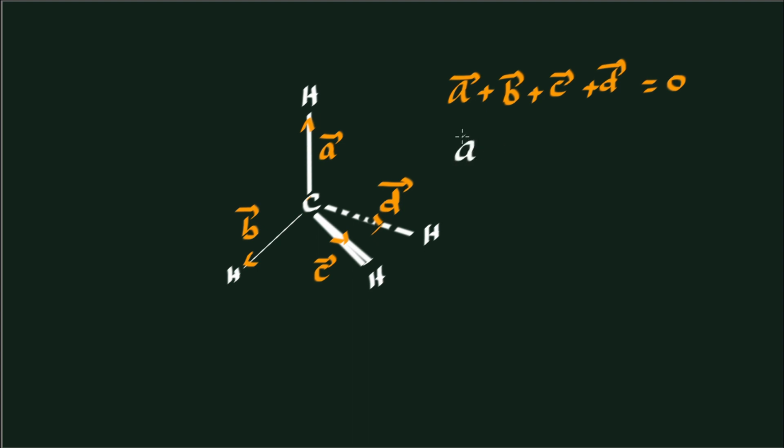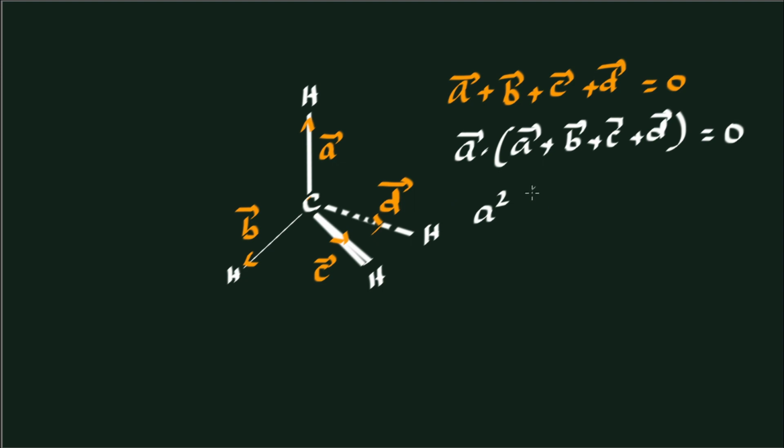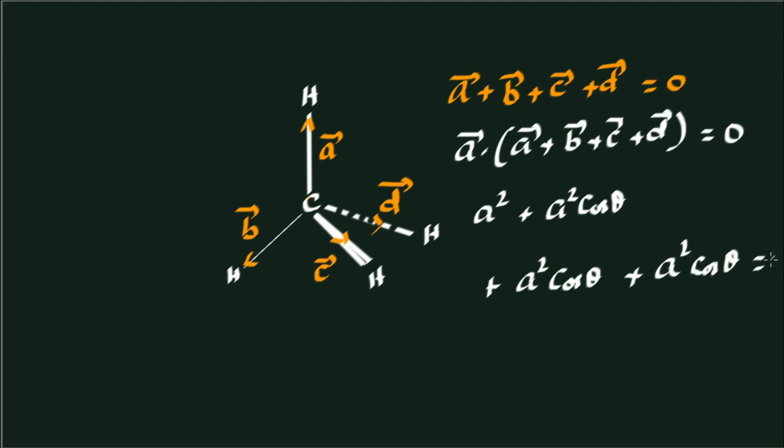Now, we dot this sum with A. A dot, A plus B plus C plus D, is equal to 0. Now, A dot A is A squared, the square of the length of A. Now, remember A and B have the same length. So A dot B is A squared cos of the angle between the two. A dot C, again C and A have the same length, so A dot C is A squared cos theta, same angle, because all the bond angles are identical, plus A dot D is A squared cos theta, is equal to 0.